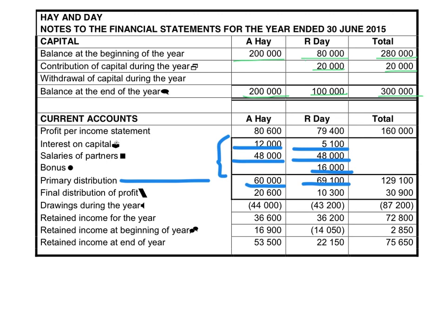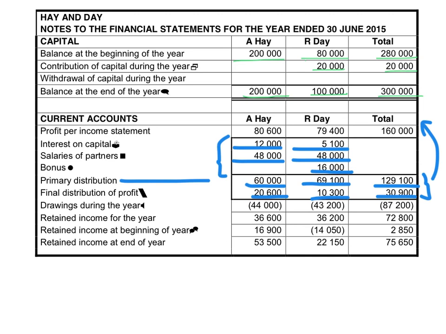Then we will look at the final distribution. So the one will get 2/3 and the other one will get 1/3. So that gives us a total final distribution of 30,900. If I add the 60 plus the 69,100, I get 129,100, and that adds up these two together to the total of 160,000.